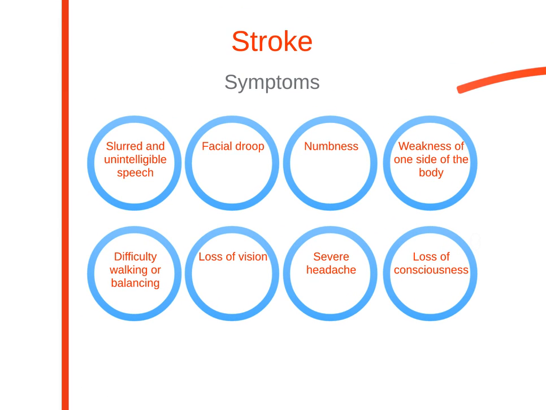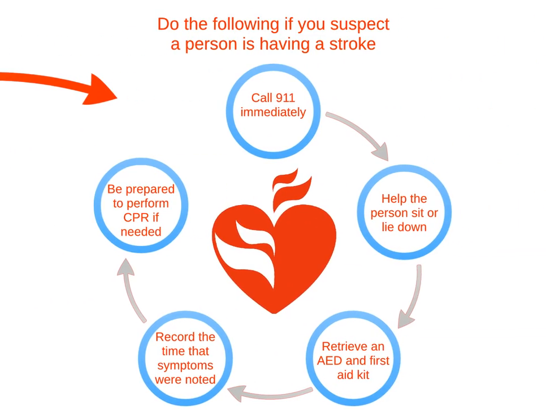A sudden decrease or blockage in blood flow to the brain results in a clinical condition called stroke. Persons experiencing a stroke will have noticeable neurological deficits that can include slurred speech, facial droop, numbness, weakness of one side of the body, difficulty walking or balancing, loss of vision, severe headache, and loss of consciousness.